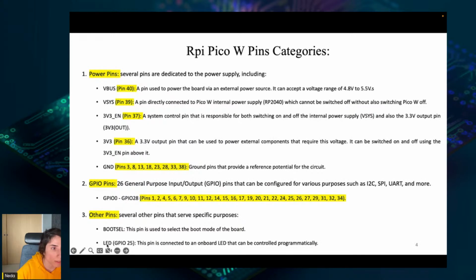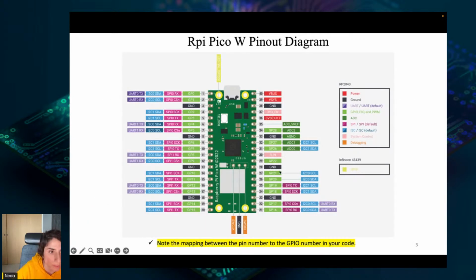And also we have an LED that's connected to GPIO 25. We don't have GPIO 25 here. I mentioned before why. The GPIO 25 is connected to our LED. This is the LED that is built in and exists on your Pico W.